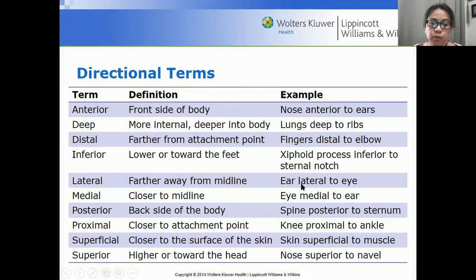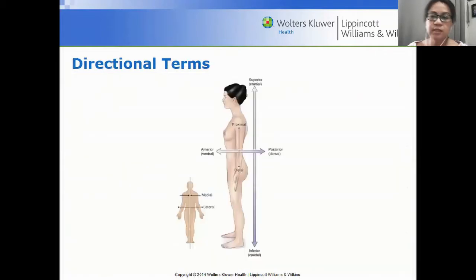Medial is closer to the midline, the eye medial to the ear. Posterior is the back side of the body, the spine, posterior to the sternum. Proximal is closer to the attachment point, the knee proximal to the ankle. Superficial is closer to the surface of the skin, skin superficial to muscles. And superior is higher or toward the head, the nose superior to your navel. So these are the directional terms that are being used.